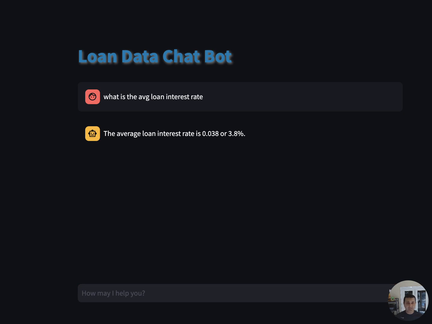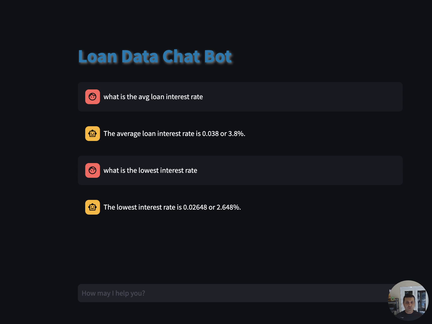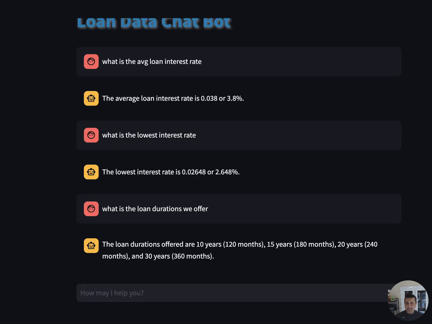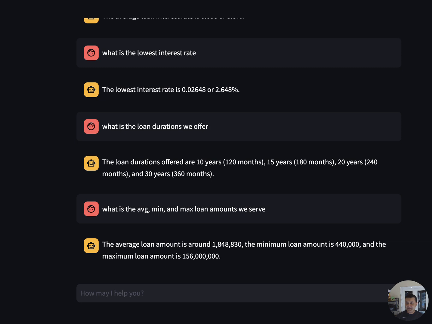And we're going to do a few of these. Let's take a look at what is the lowest interest rate. And here it responded, we're around 2.6. That's pretty darn good based on today's rates in 2024. Let's take a look at what are the loan durations we offer. And it responded, the loan durations are 10, 15, 20, and 30 years. And then the last question, we'll just round this out. What are the average, min, and max loan amounts we serve? And there you go. It provided a response with the min, max, and averages.